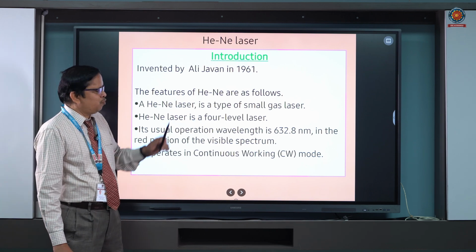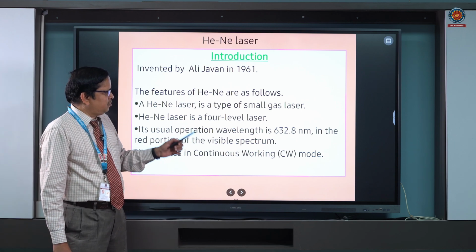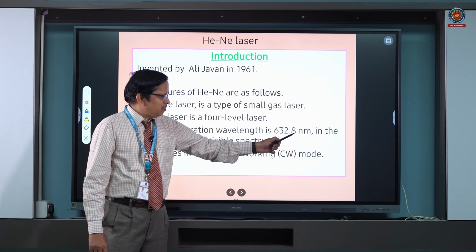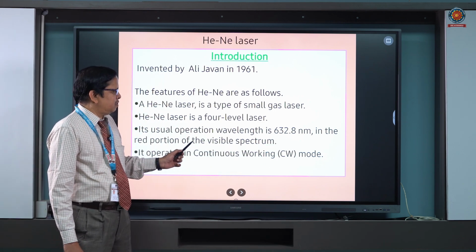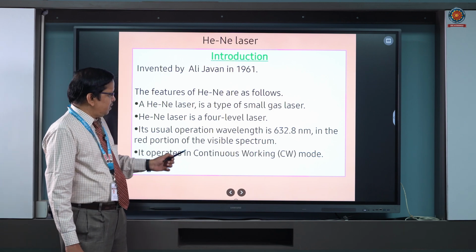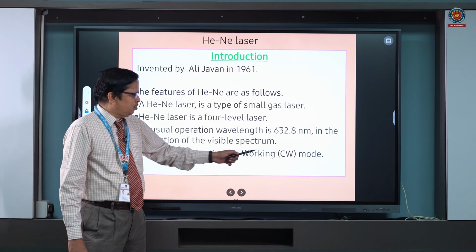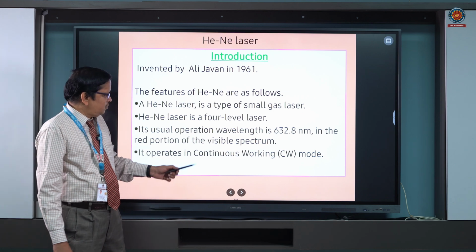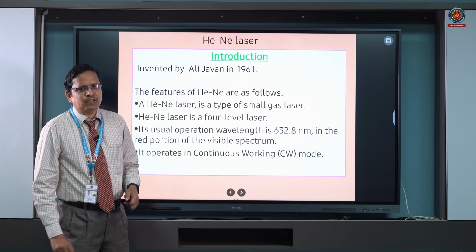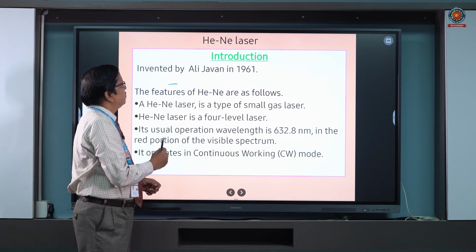Remember that this is a 4-level laser, and it gives a laser beam of wavelength 632.8 nanometers. This wavelength lies in the red spectrum, so it corresponds to red color. Finally, it gives a continuous laser beam, which is why we say that it is used in CW mode. CW mode means it is operated in continuous working mode. So these are the special features of this laser. Now we discuss the construction of this laser.